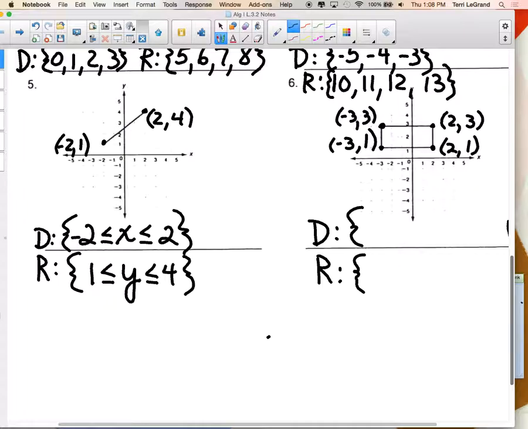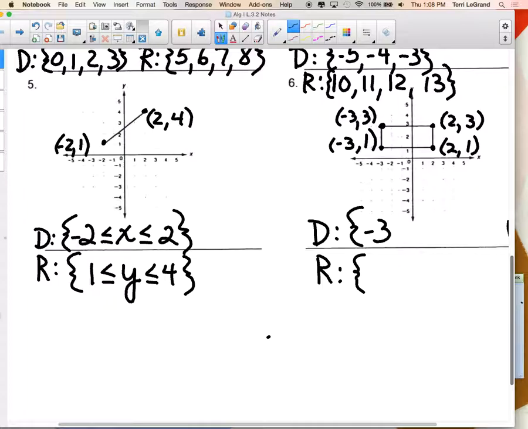Okay, who's got the domain for me? Gotta read it, you have it? Okay, what is it? -3 what? 2? No, we don't use the word 2 in here. We make it into a compound inequality.